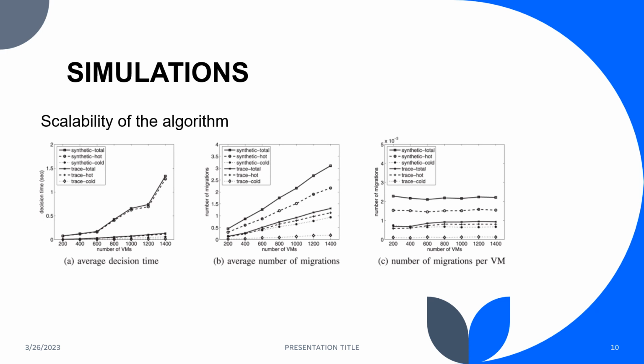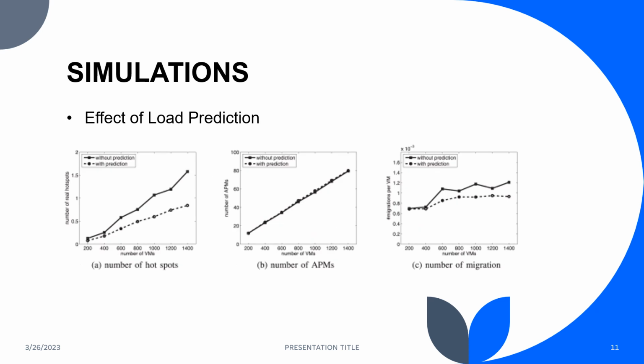The algorithm still works when the number of virtual and physical machines increases. So this algorithm is well scalable for any number of virtual and physical machines, but it works best when the ratio of virtual machines to physical machines is 10:1 according to the paper.